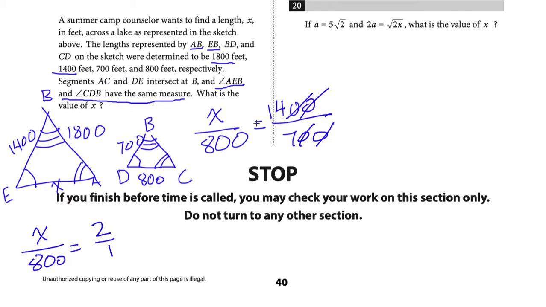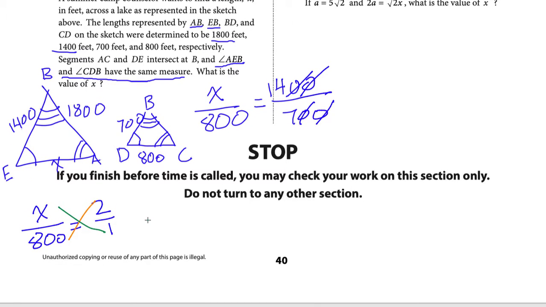All right. When I have a fraction set to another fraction, I do this. What is this thing called? Jose? Cross multiply. Can you do that for us? What's 1 times x? All right. And then what is 2 times 800? There it is, 1600. There's your final answer, 1600.